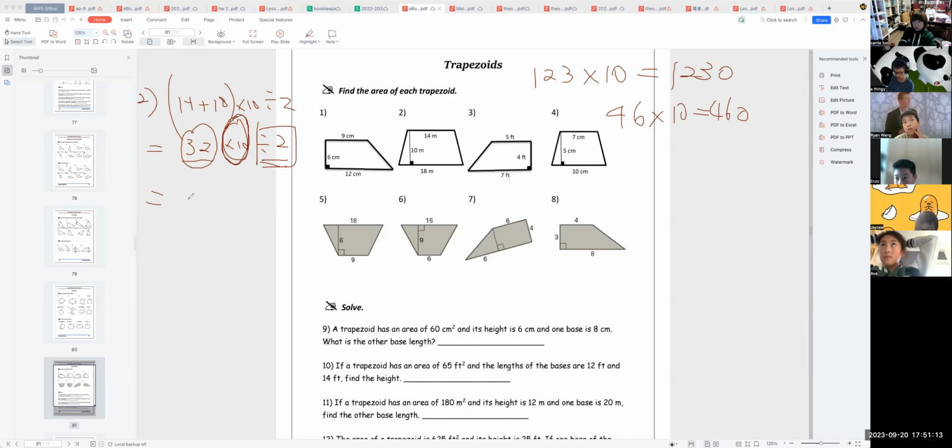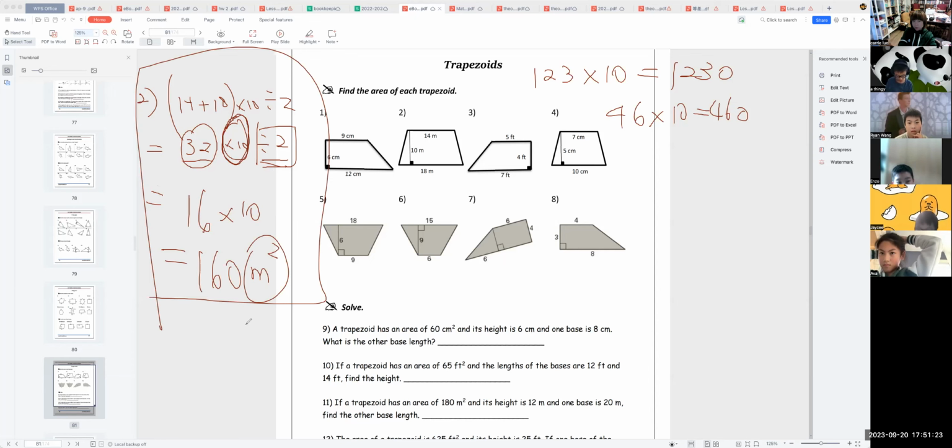Yeah, very good. Trust yourself. 16. Very good. 16 times 10 equals what? 160. And meter squared. Don't forget the unit. And you know what, everybody? This is done. Get it?